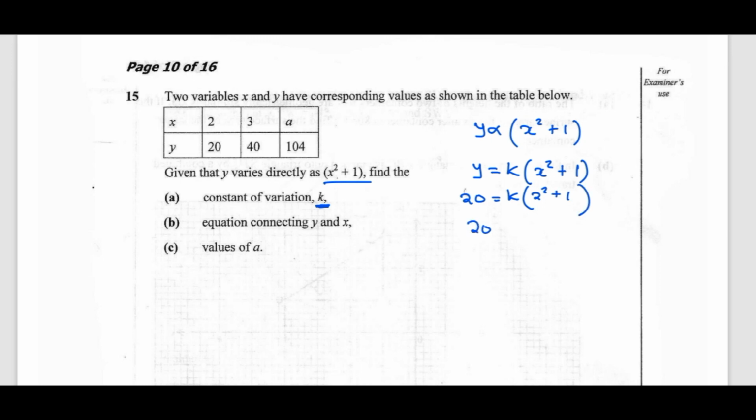So we're going to have 20 is equal to k, open bracket, 4 plus 1, that is 5. So 20 is equal to k times 5. So what are we going to do here? When we divide by 5, we're going to have k. So k is equal to 5 into 20, that is 4. So k is 4.